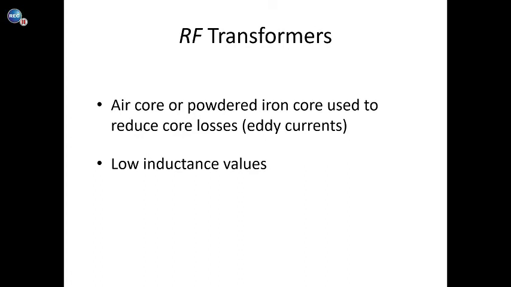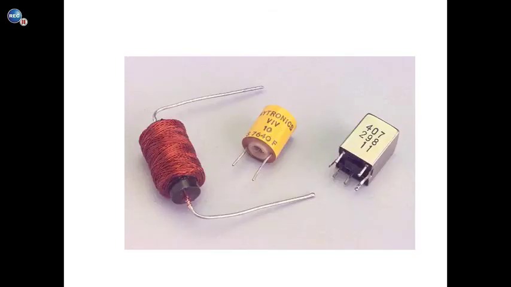Radio frequency transformers, they use an air core or a powdered iron core, and that's used to reduce the core losses. That helps with the eddy currents. And they have low inductance values. Radio frequency transformers are typically smaller. These are the types of things that you would find in an antenna in your car that picks up the radio station and then steps that power up or down to be amplified by the stereo.